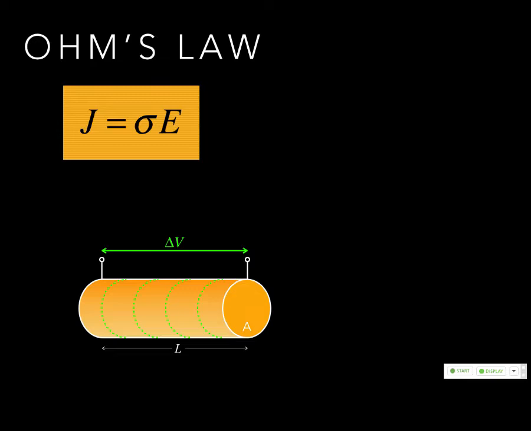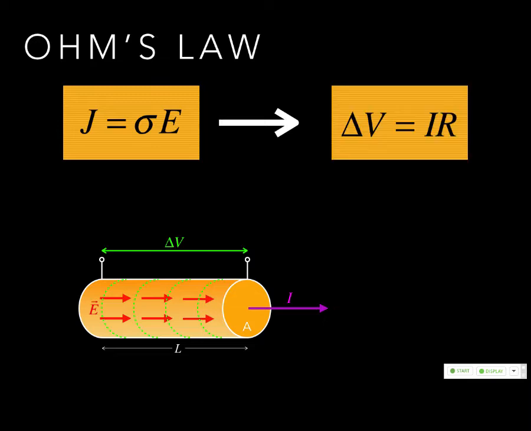So if we have a voltage across this thing, that means there's an electric field going this way, which means the current goes this way, because remember, if you have positive charges, they're going to move in the direction of the electric field, so that's going to be the same way as the current. And it turns out with a little bit of math, we don't have to go through all of it right now, this can be rewritten as delta V is equal to IR.